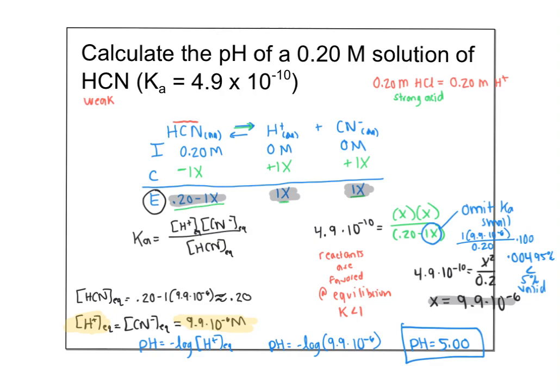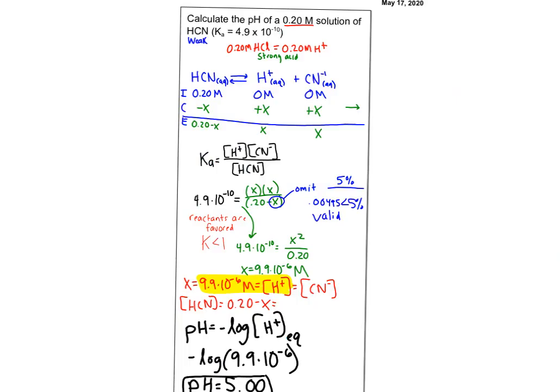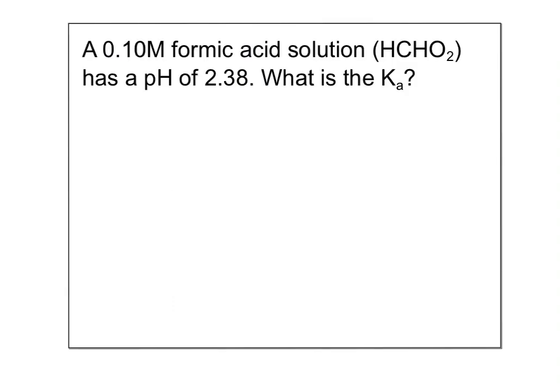So there's a typical problem. So here's that same problem worked out again if you want to look through it one more time. Okay, I want you to try this one. A 0.1 molar formic acid solution. I've never heard of formic acid, so it must be weak. And they give us a pH of 2.38. What is the Ka?